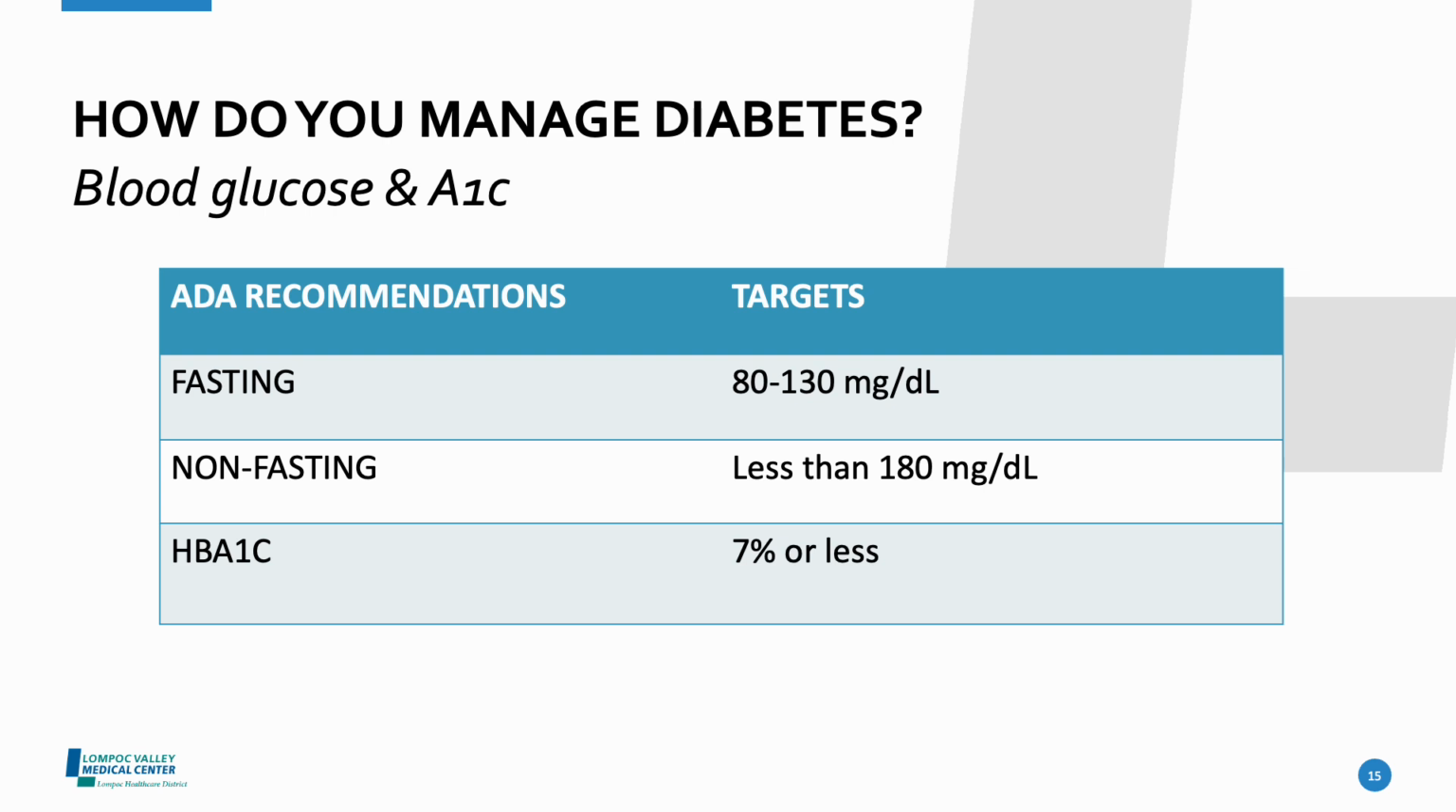Non-fasting blood glucose is the measure of sugar in your blood after eating. The target is to be less than 180 milligrams per deciliter after eating. Our hemoglobin A1C reading needs to be about 7% or less to be considered well controlled. This would indicate good control over the span of about 2 to 3 months.